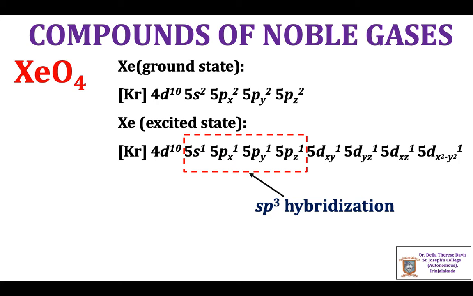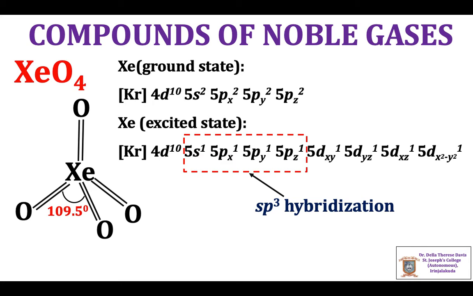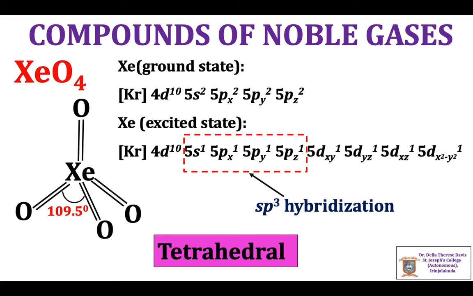The hybridized half-filled orbitals overlap with oxygens to form the sigma bonds, and the unhybridized half-filled orbitals overlap with oxygens to form the pi bonds. The structure of the molecule is tetrahedral.